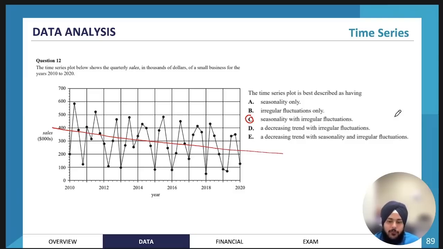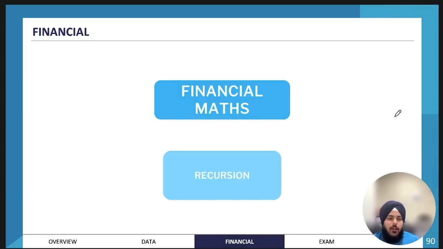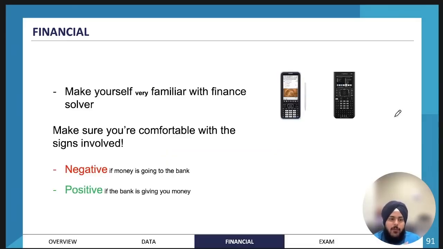Okay, so that was essentially it for the data section. Now we'll move on to the financial section. The financial section has two components. We'll be looking at recursion and also financial modeling. So just some tips from the get-go.